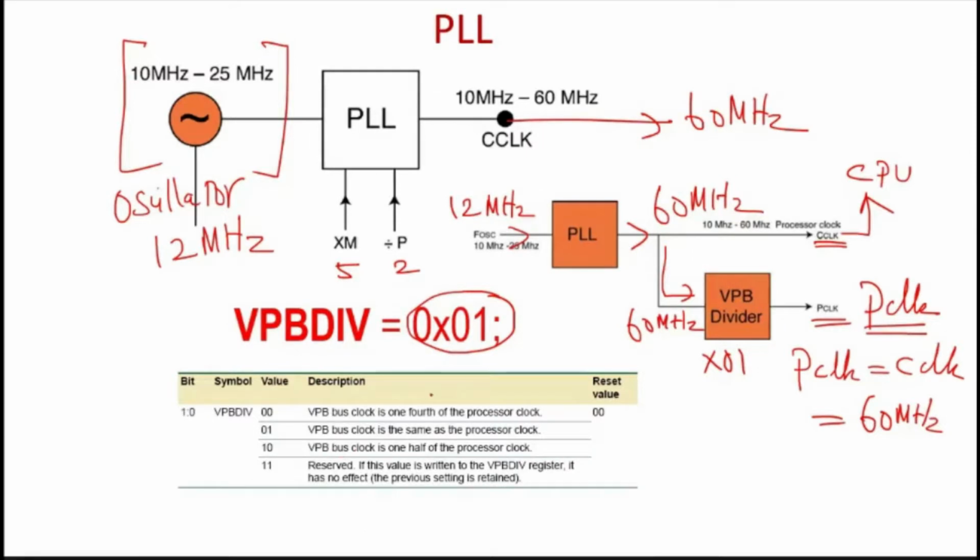So this we have already seen in the previous class. So init PLL is my first function that I call. If I call this function, it will make sure that my peripheral clock frequency is 60 megahertz. So that is the first thing.